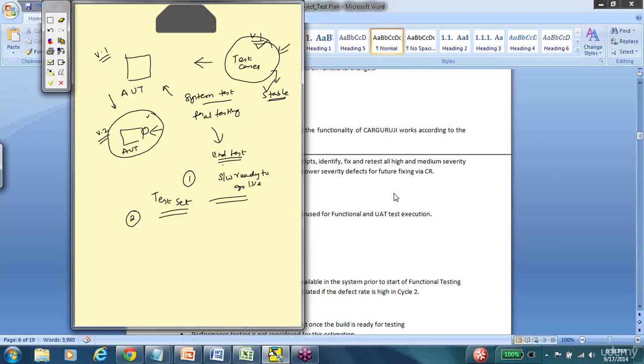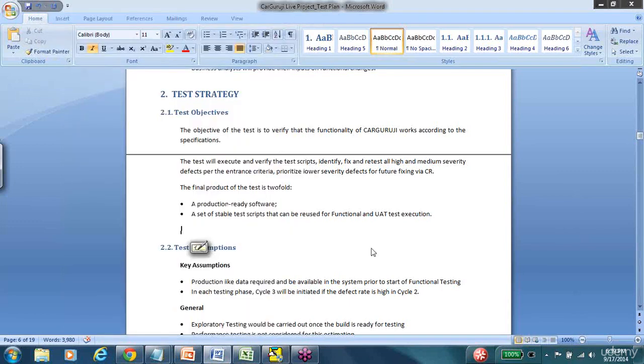So at the end of the testing, the main outcome would be a software that is ready to go live, but the secondary outcome would also be a set of stable test cases that can be used for further functional testing or for the UAT testing. So any form of regression, you can use these. Make sense?